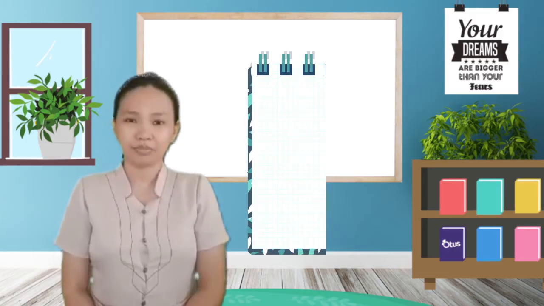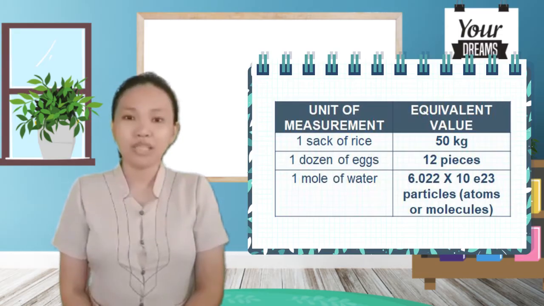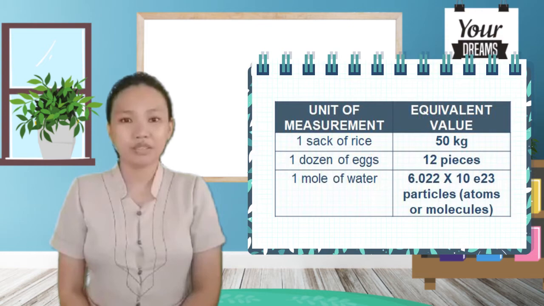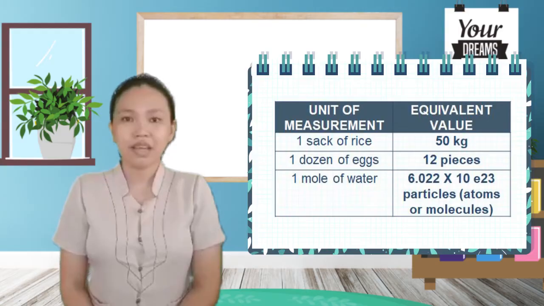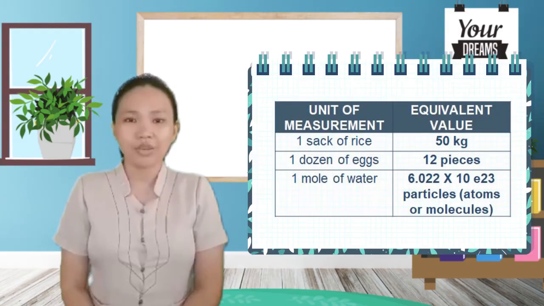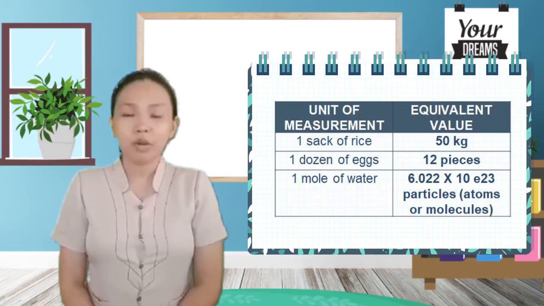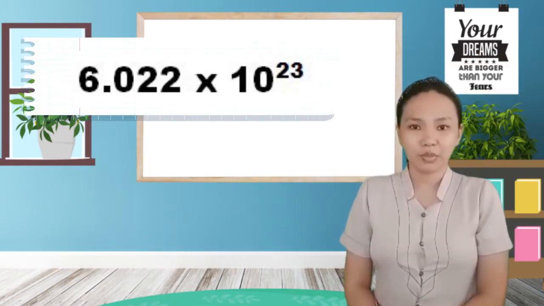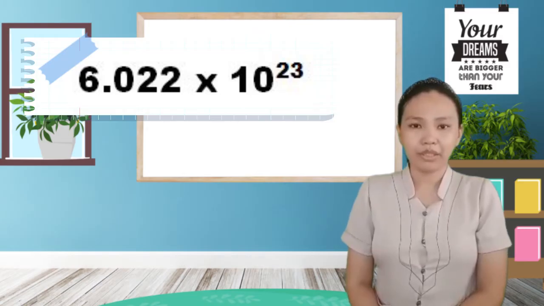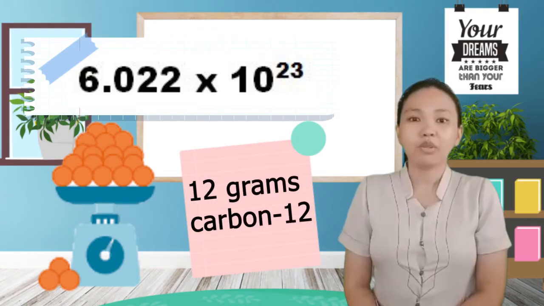This concept goes the same with what we see in this table. The unit of measurement and its equivalent value. 1 sack of rice is equal to 50 kilograms. 1 dozen of eggs is equal to 12 pieces. And 1 mole of water is equal to 6.022 times 10 to the 23rd power number of particles, atoms, or molecules. The number 6.022 times 10 to the 23rd power is derived from the exact number of atoms in a 12-gram carbon-12.